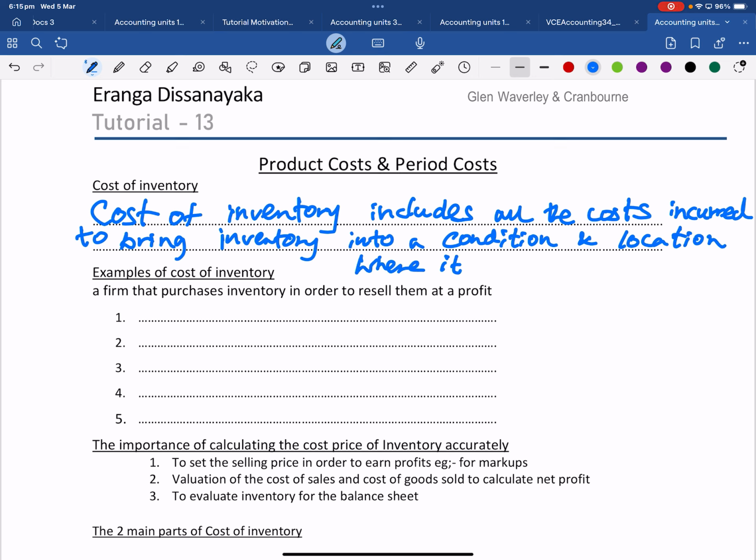What's that word? Which one? Condition. And location. Oh.